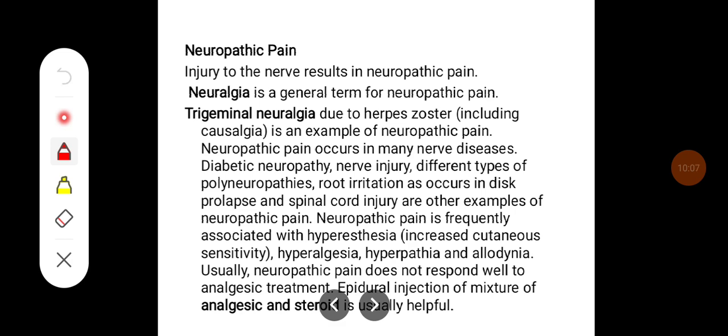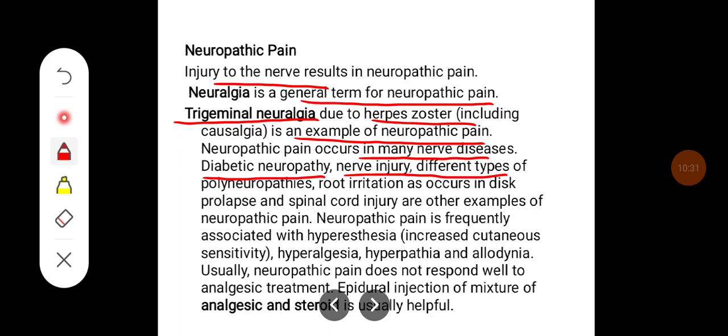Neuropathic pain occurs when there is an injury to the nerve, and neuralgia is the general term for neuropathic pain. Trigeminal neuralgia due to herpes zoster is an example of neuropathic pain. Neuropathic pain occurs in many nerve diseases: it can occur in diabetic neuropathy, nerve injury, different types of polyneuropathies, root irritation as it occurs in disc prolapse, and spinal cord injury, and there are other examples of neuropathic pain.